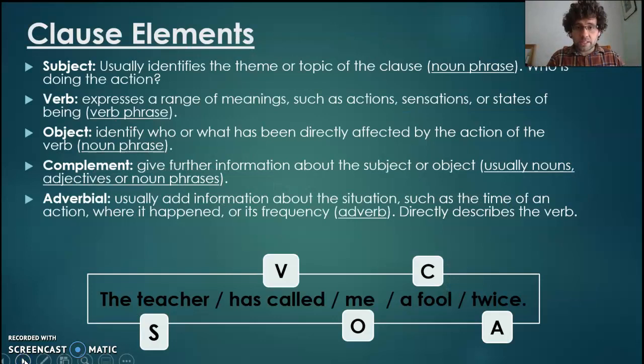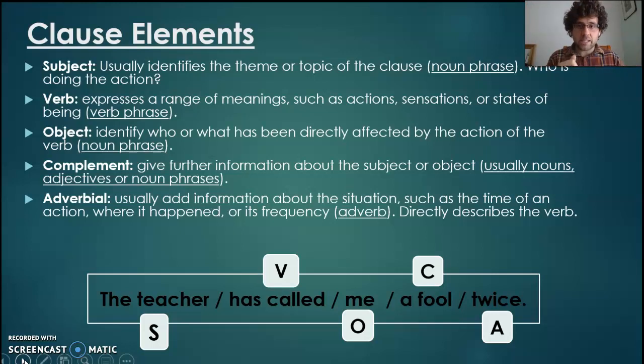So within clauses, you get those 5 things. They might not always be there. You might not have all of them. You might have more than one example of some of them. But a standard clause will have different amounts of these 5 things in.